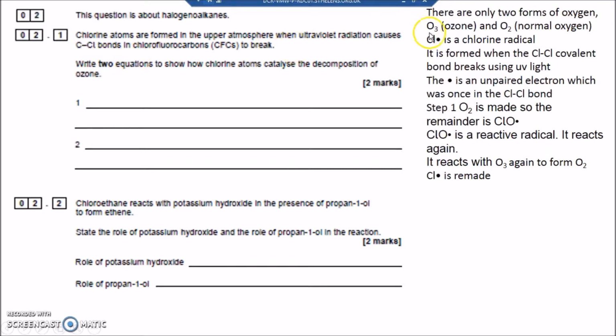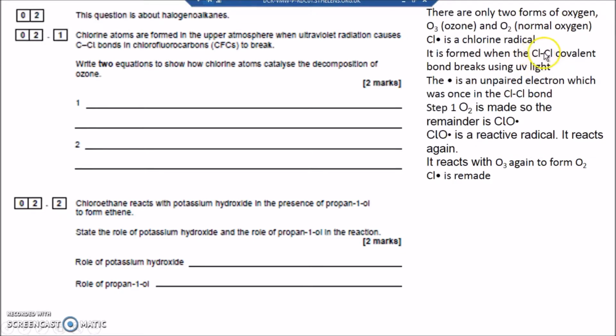Now the only difference is that we show the unbonded electron, the electron that was once in that bond, as a dot. It's an atom, so a chlorine atom is sometimes called a radical. It's an atom that's reformed, it's an atom that was once in a covalent bond, and to show that it's got its electron back, we show that as a dot. It's called an unpaired electron, and it forms when that C-Cl bond breaks.